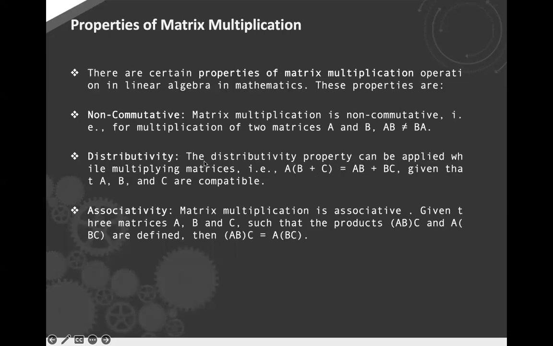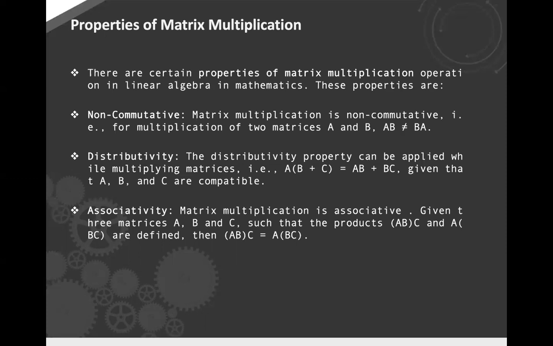So, properties of matrix multiplication. There are certain properties of matrix multiplication in linear algebra, and these properties are non-commutative, distributive, and associative. For the non-commutative property, you use two matrices, A and B, and AB is not equal to BA.